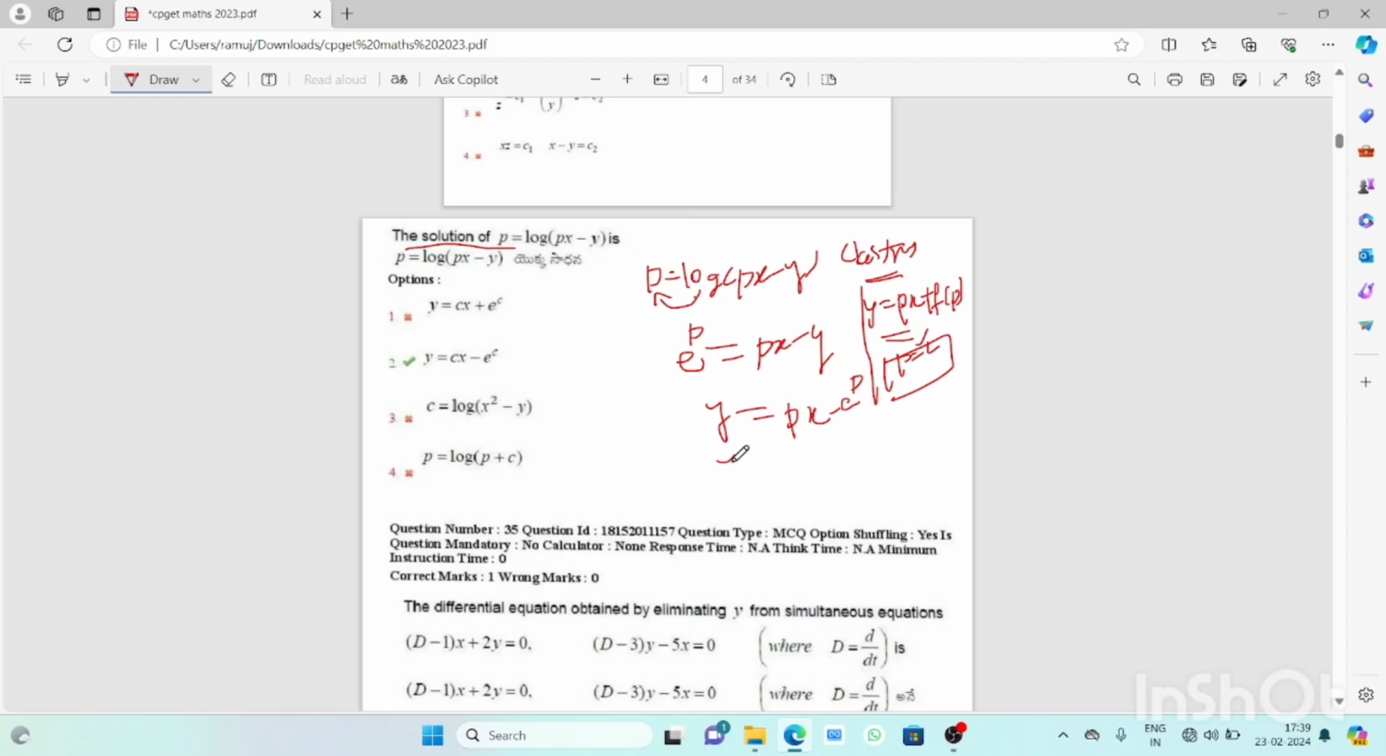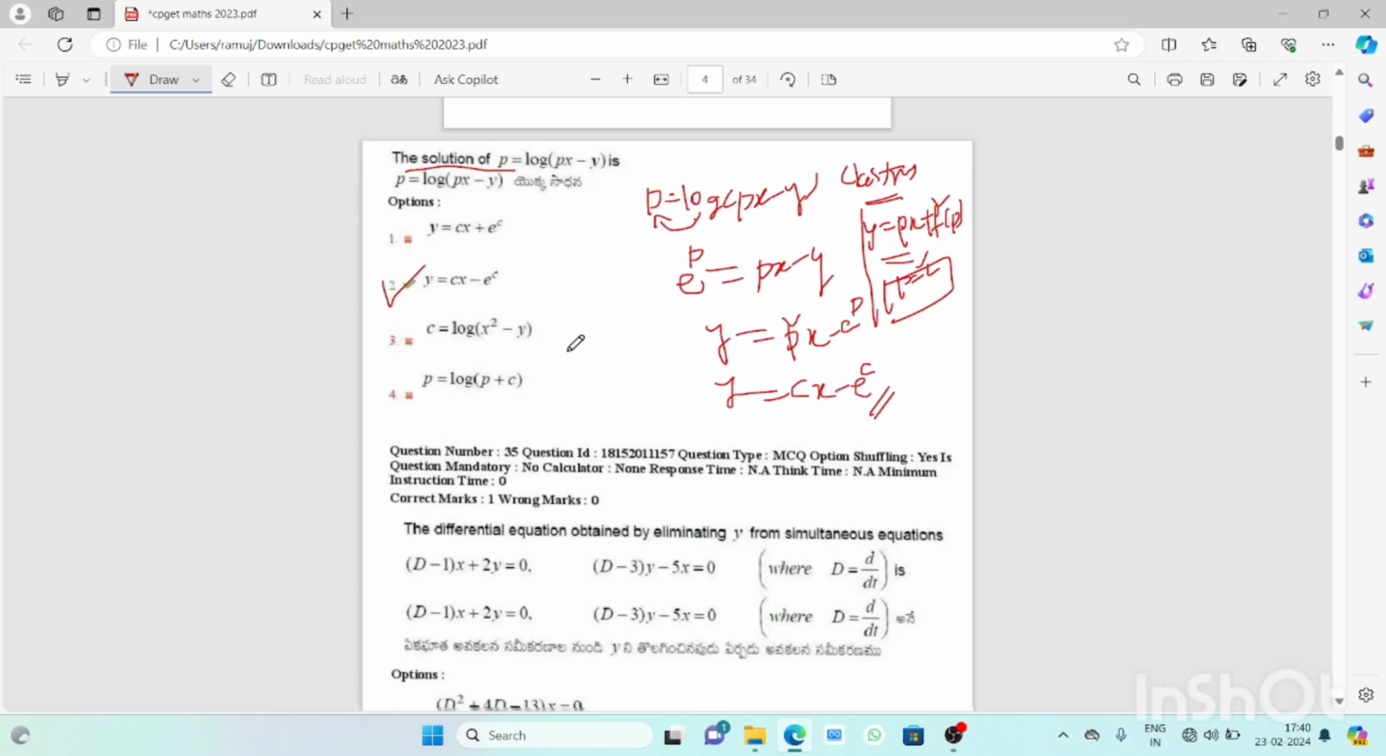So here what I do is I just substitute the value. It is in the Clairaut form. px minus e power p, in the form of f of p. I get y is equal to cx minus e power c. So this is the simple answer for this question. Whenever this type of question comes, you just observe which form it is. If it is Clairaut's form, you separate the terms and write in the form of y is equal to px plus f of p. Just replace the value of p in terms of c, and you will get the solution.